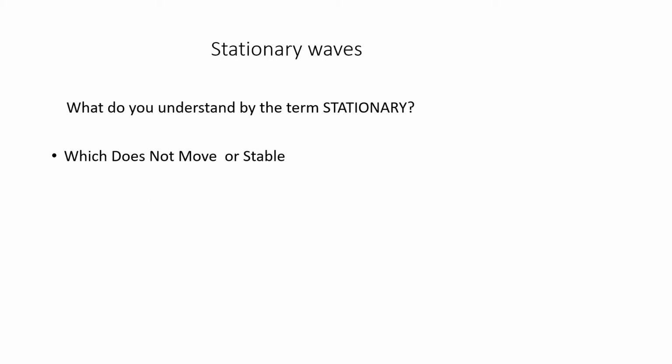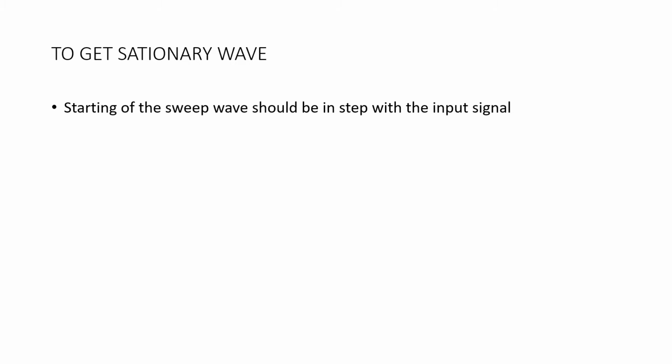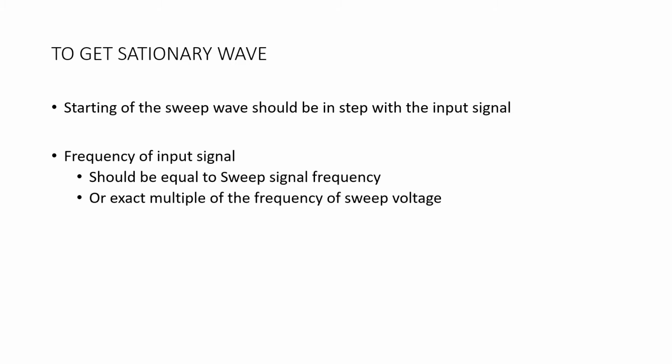So what do you understand by stationary? Stationary is nothing but a stable waveform, or one which does not move. So to get stationary waveforms, the starting of the sweep wave should be in step with the input signal. Next, the frequency of the input signal should be equal to the sweep signal frequency or an exact multiple of the frequency of the sweep voltage.